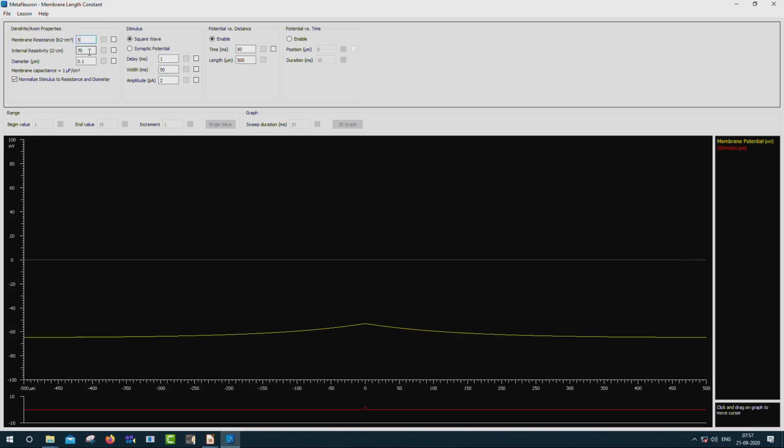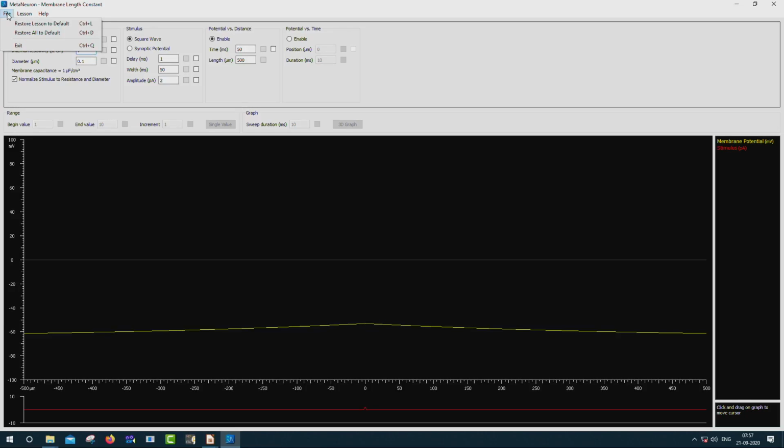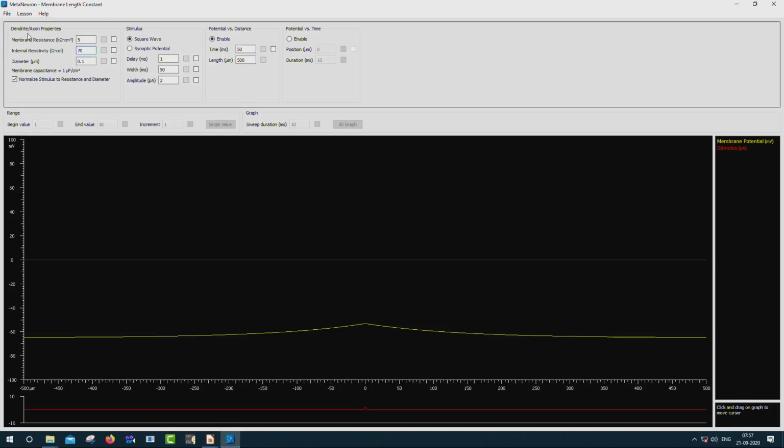So let's change the internal resistance. Let's make it 1/10, so from 70, let's make it 7. Okay, again it goes for a longer period. And how do you make that out? Well, you can change the sweep duration over here, but before we do that, let's just go to the diameter too. So restoring everything back to normal, let's go to the diameter. Here it's 0.1 micron. Let's make it 1.